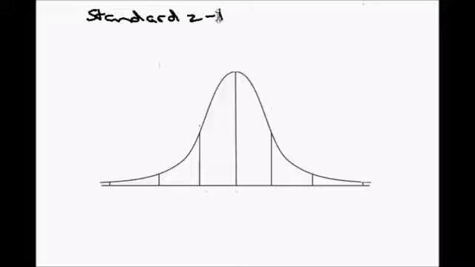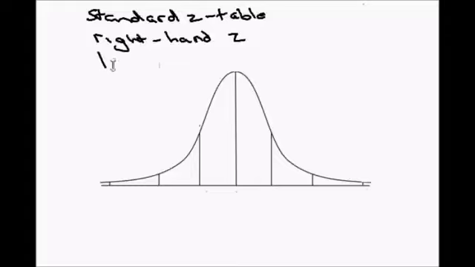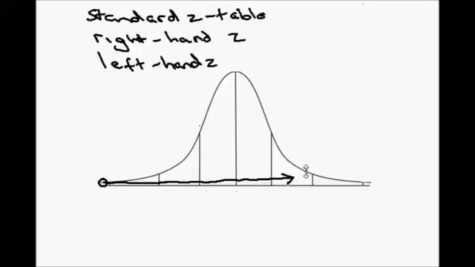A source of confusion for many students is that you'll see different z-tables. You'll see a standard z-table, sometimes just called a z-table. You might see a right-hand z-table and a left-hand z. Well, the standard z-table is going to give you this area from the left all the way over to some point on the right. The right-hand z-table gives you the area from the mean in the center to some point on the right of the bell curve.